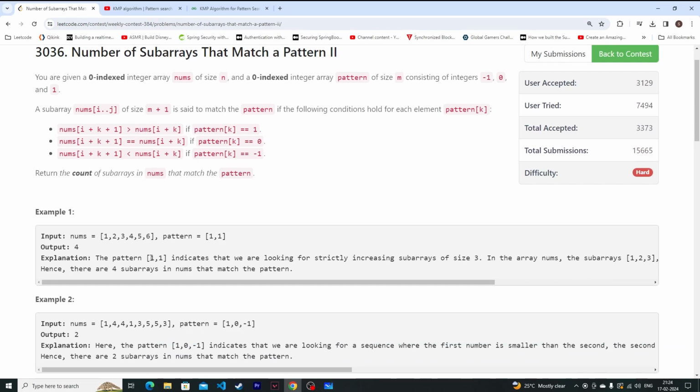What 1 indicates is that if there are two numbers, the second number should be greater than the first number, and 0 indicates that the adjacent number should be equal, and minus 1 represents that the number next to me should be smaller than me. So if the pattern is 1 and 1, it actually needs three numbers, and it should be strictly increasing.